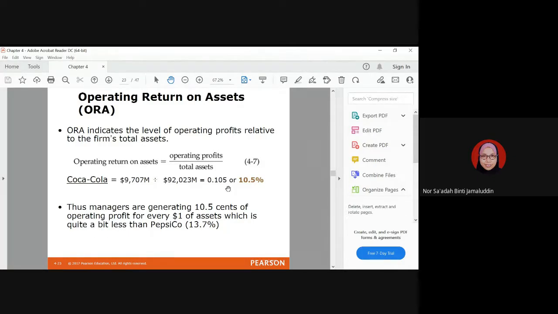For example, for the Coca-Cola company, it generates 10.5 cents for each ringgit on their assets, compared with Pepsi. Pepsi is able to generate 13.7 cents for each ringgit on their assets. So that means Pepsi is better than Coca-Cola.